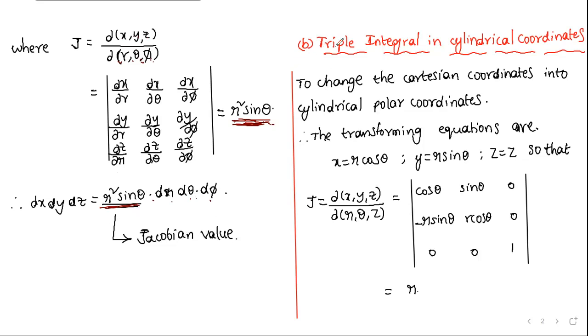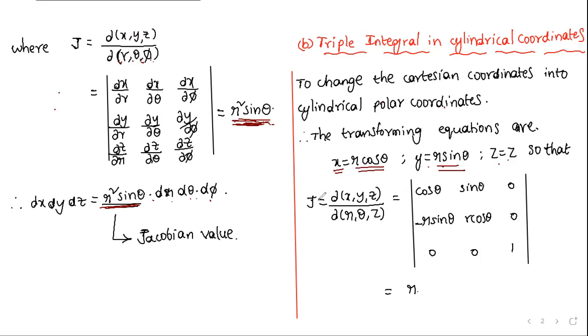And the second point, triple integral in cylindrical coordinates, to change the Cartesian coordinates into cylindrical polar coordinates. This is spherical polar coordinates and this is cylindrical polar coordinates. The transforming equations here are different. Here x is equal to r cos theta and y is equal to r sin theta and z is equal to z as it is.